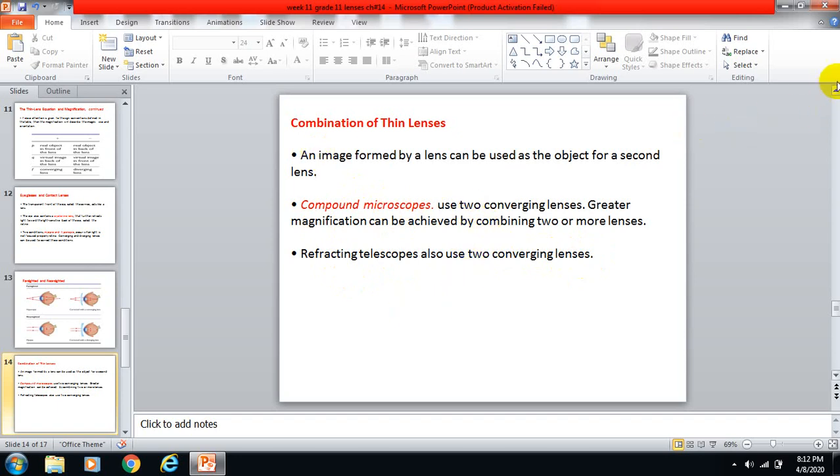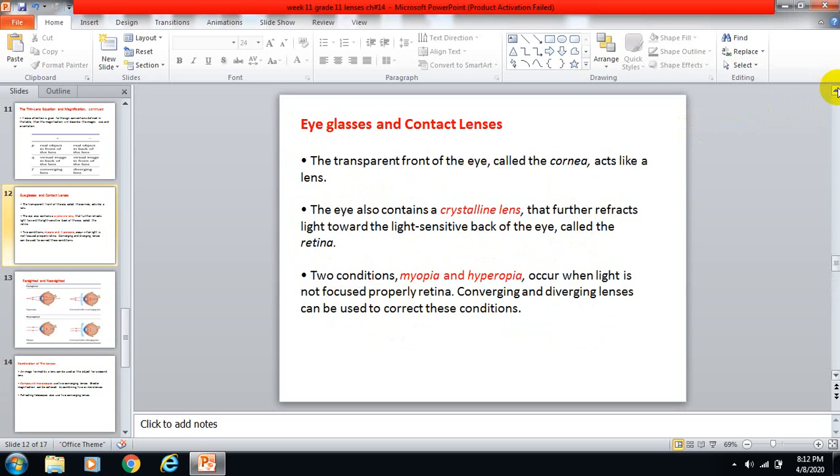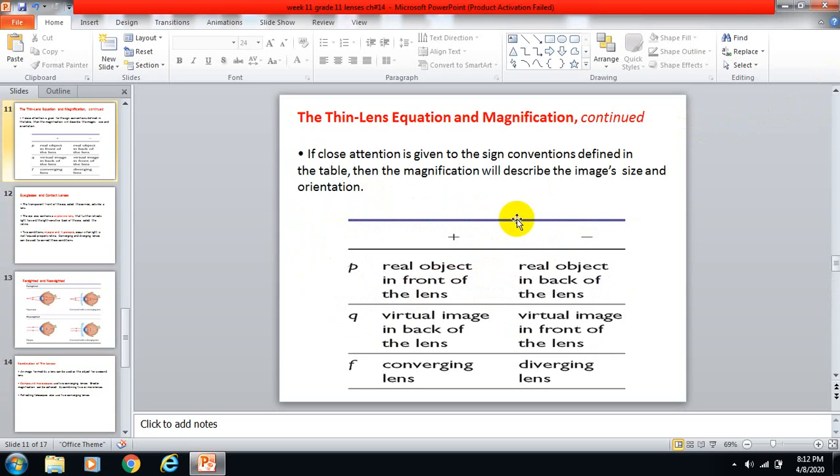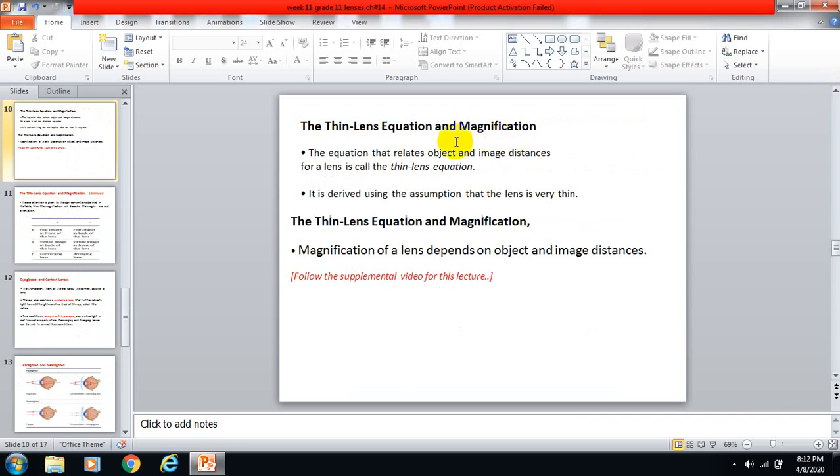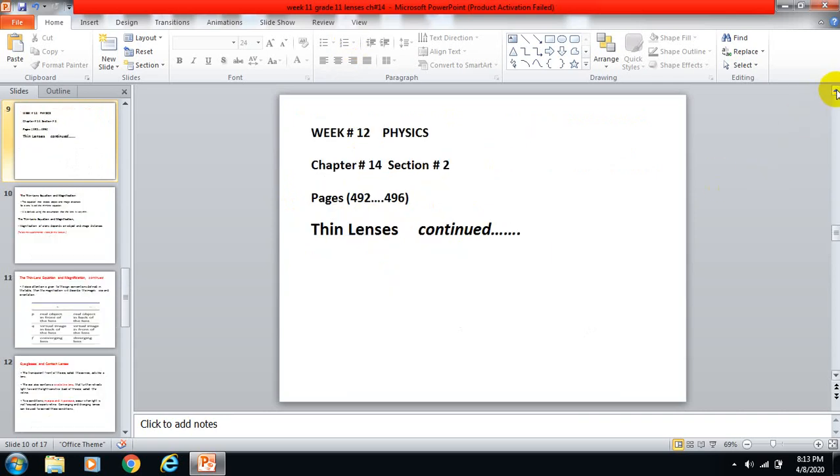Now look at, we have a slide here for this, especially for the thin lens and magnifications, and for the thin lens equation magnifications. For these two factors, I'm going to upload a kind of supplemental video regarding the thin lenses, so you will better understand that there.